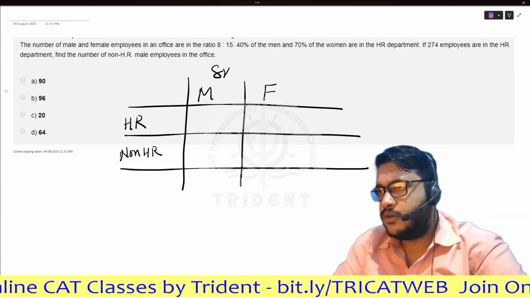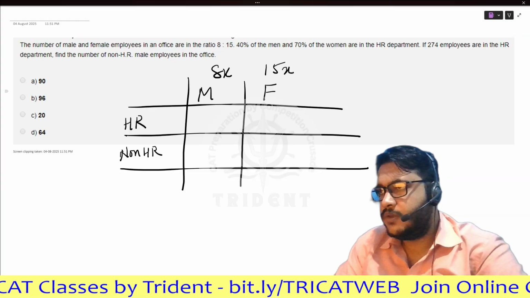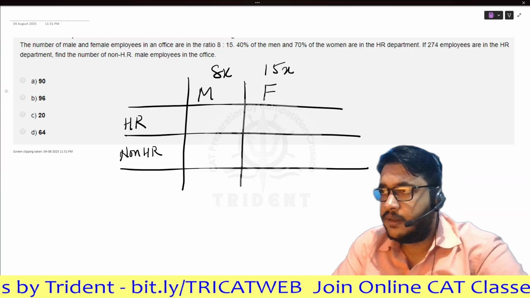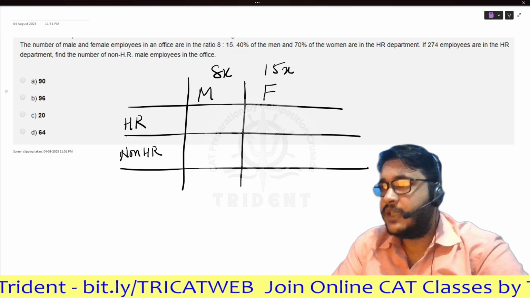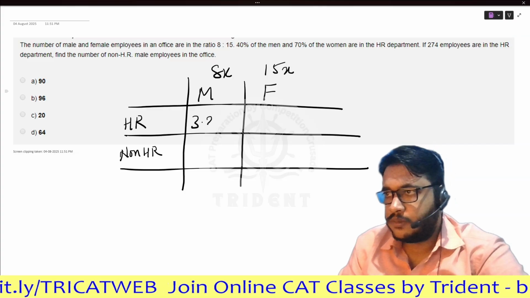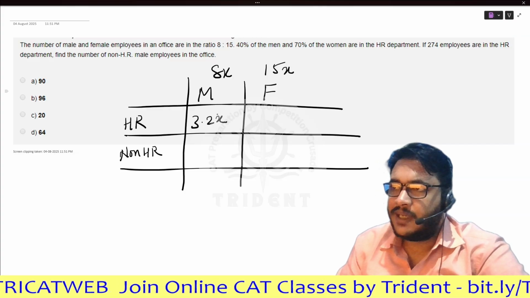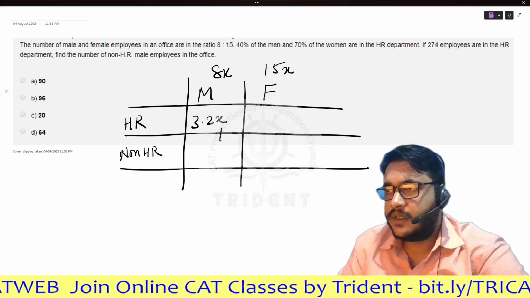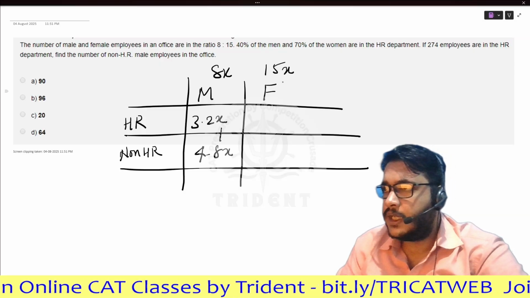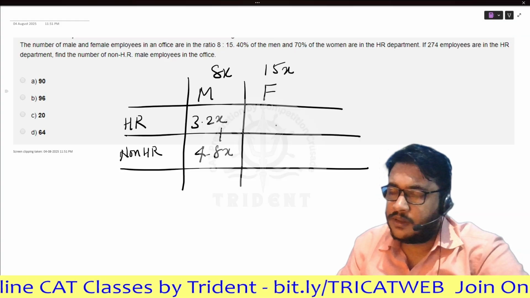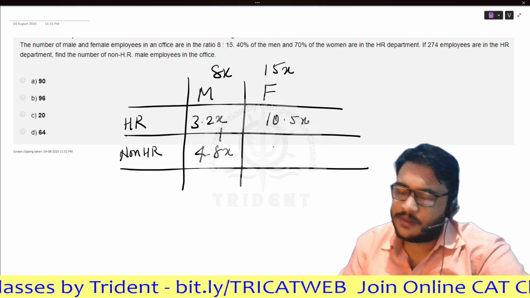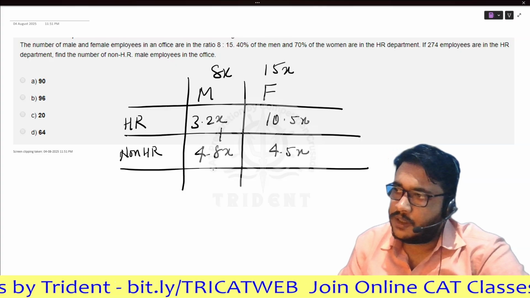Let us assume this to be 8x and this to be 15x. Okay. 40% of men is in HR. That means 40% of this 8, which is 3.2. Whatever the balance is, 8 minus 3.2, that is 4.8, is in the non-HR category. 70% of 15 is 10.5x. Whatever is the balance is 4.5x, right?